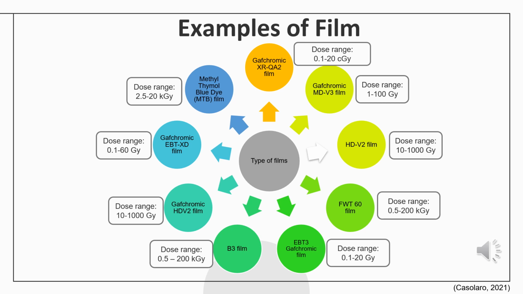In this slide, for information, we can see examples of film. There are many examples of film, like GafChromic XR-QA2 film, GafChromic MD-V3 film, ESD-V2 film, FWT60 film, EBT3 GafChromic film, B3 film, GafChromic SD-V2 film, GafChromic EBT-XD film, and methyl thymol blue dye, that means MTB film. All films have their own dose range, as you can see in the picture.